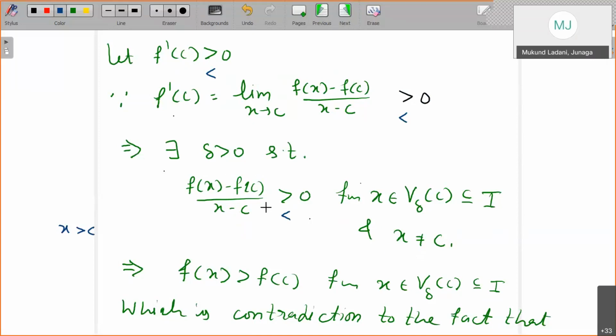You are supposed to identify some values in I so that they are sitting to the right of f of c.